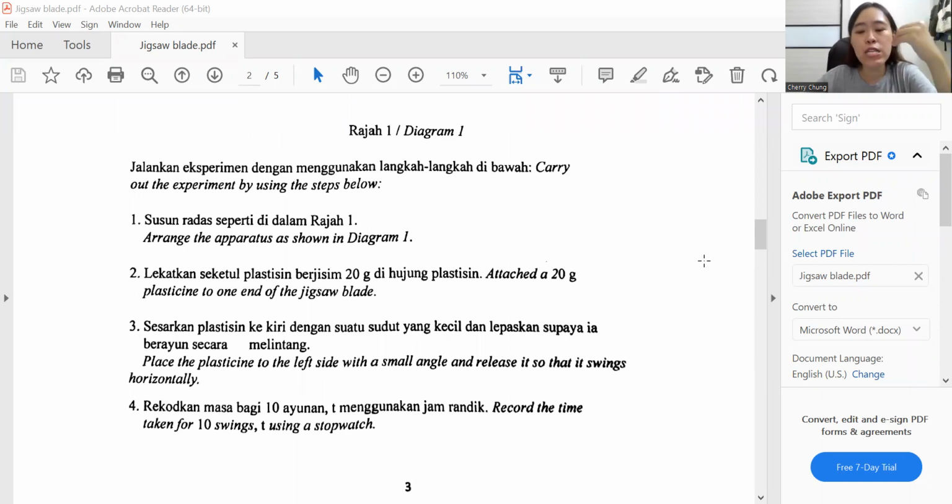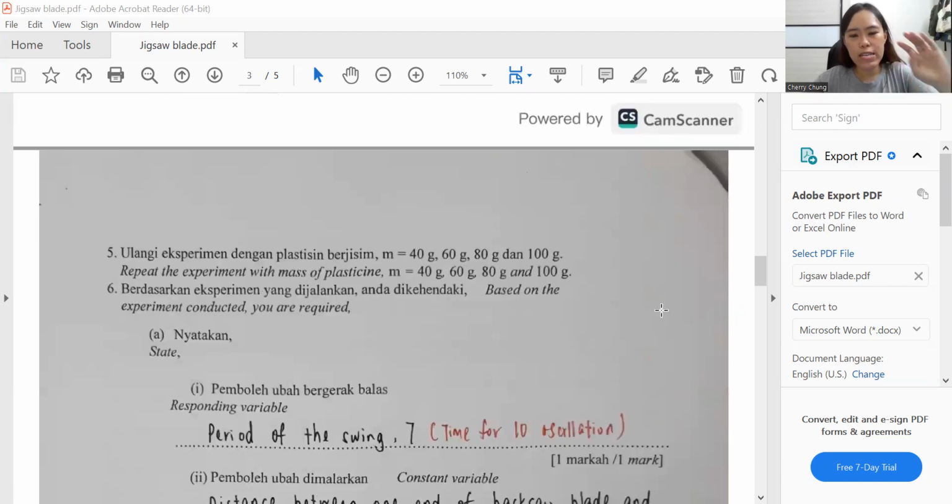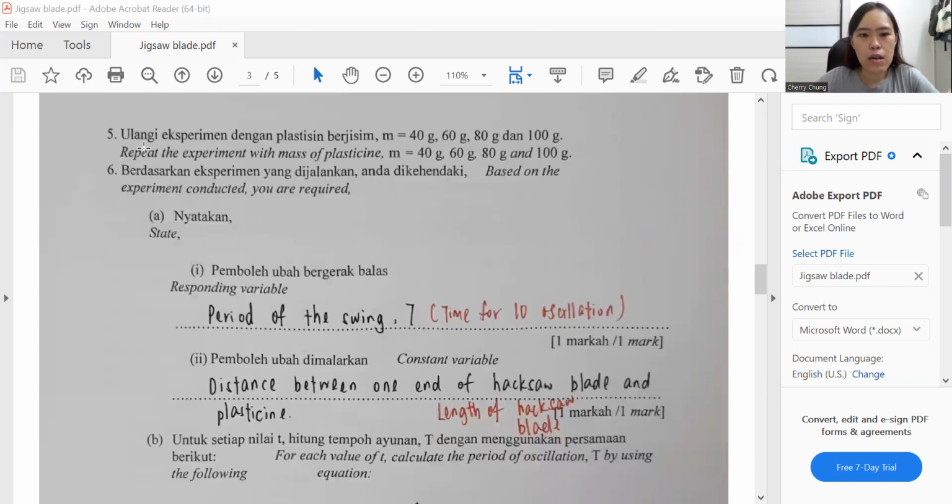So as you know, like the previous questions I've given you, the value that they have given you will be your manipulated variable. The one that they ask you to measure, like for example here, record the time taken for 10 swings, this will be your responding variable. So over here, your responding variable is the period of the string. Or if you follow the question, time for 10 oscillations, it will also be accepted.